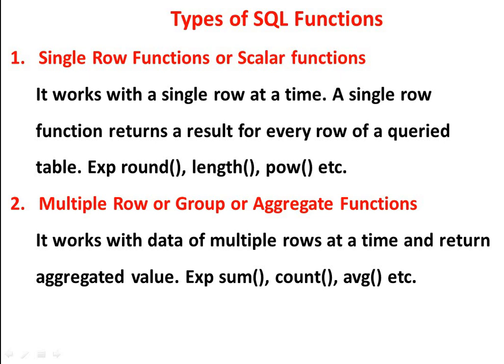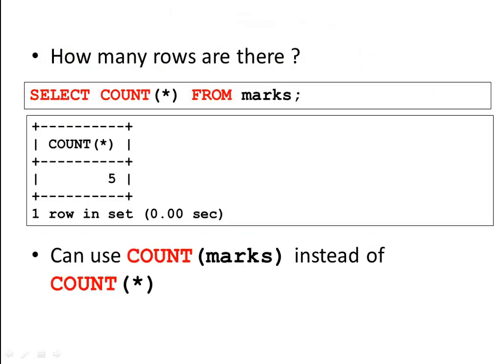So this is how these functions work. Now let us see. One question is here: how many rows are there? Now how will you find? You have a table, but you will have to write a query. So how will you write? Table is marks. Select count star from marks. So the total number of rows or tuples will be shown here. We can write count marks also instead of this asterisk symbol or star. This will also give you the same result.